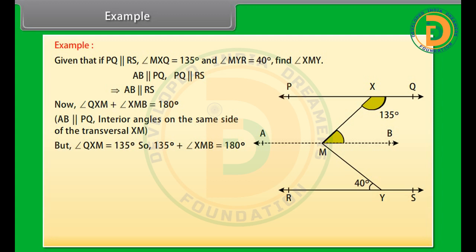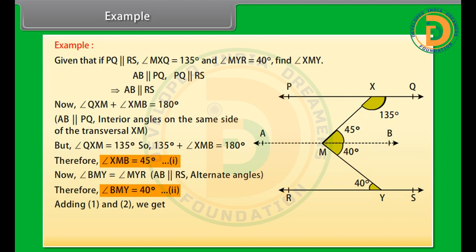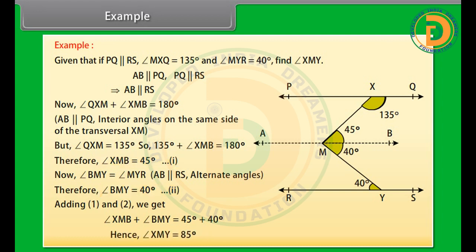So, 135 degree plus angle XMB is equal to 180 degree. Therefore, angle XMB is equal to 45 degree. Mark it as 1. Now, angle BMY is equal to angle MYR because AB is parallel to RS, so these are alternate angles. Therefore, angle BMY is 40 degree. Mark it as 2. Now, adding 1 and 2, we get angle XMB plus angle BMY is equal to 45 degree plus 40 degree. Hence, angle XMY is equal to 85 degrees.